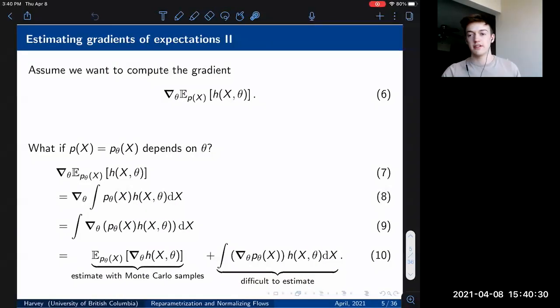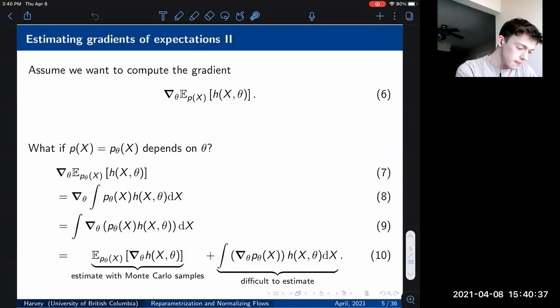So now we're going to think about the slightly more complicated case where p of x does depend on theta, and so we're going to now call it p theta of x. We're trying to do the same trick we did before, where we expand out the expectation into an integral. We can again assume we can move the gradient inside the integral. But now we've got two functions of theta, p theta and h of x and theta.